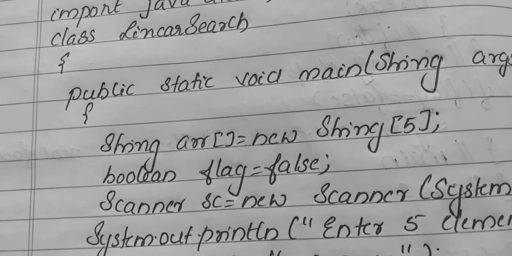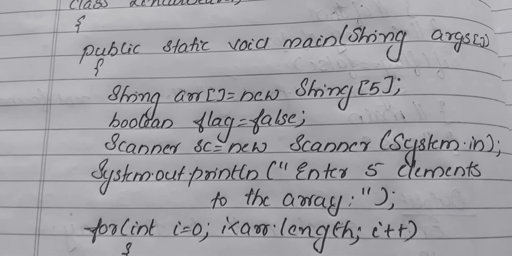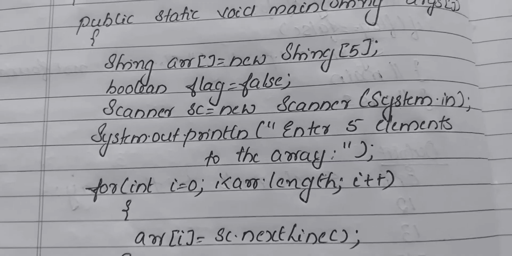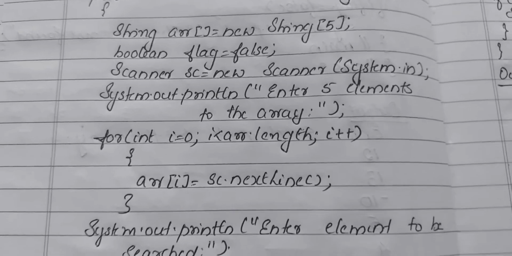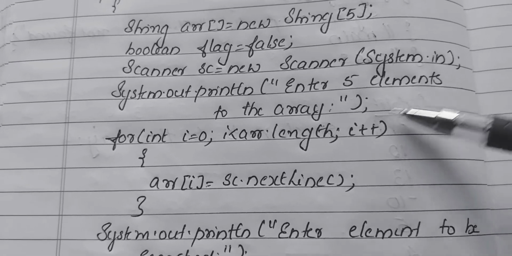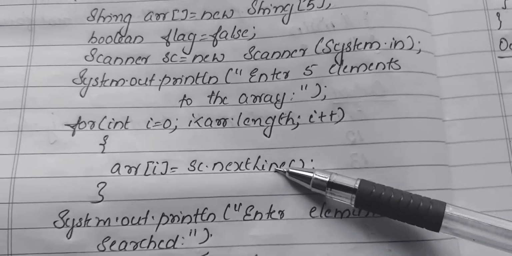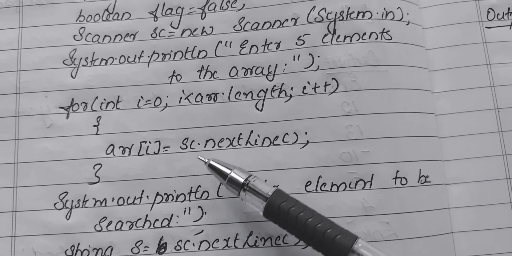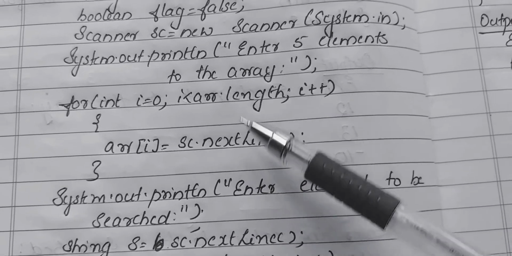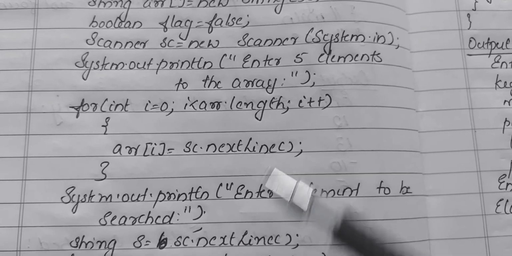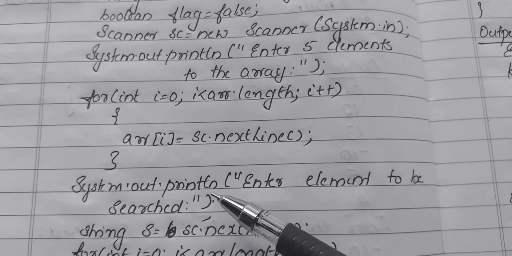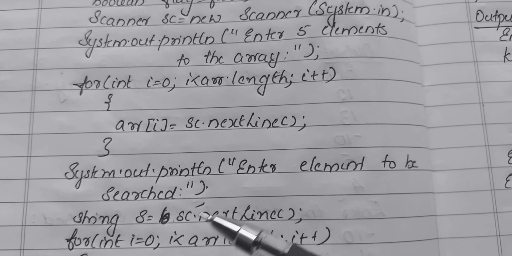And here we are reading the contents by using the Scanner class, that is Scanner sc = new Scanner(System.in). So the same program goes like this: enter 5 elements to the array. Here we have given a for loop for reading the array contents, arr of 5. Since it is a string array, sc.nextLine(). Clear? Then again, the element to be searched.